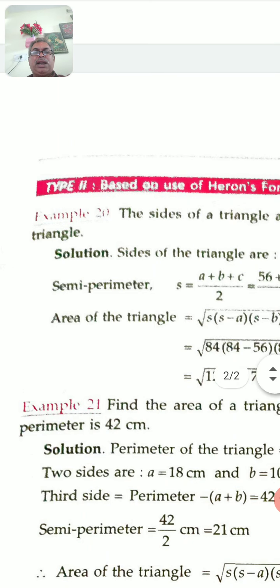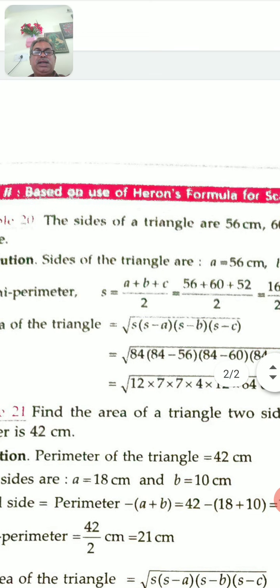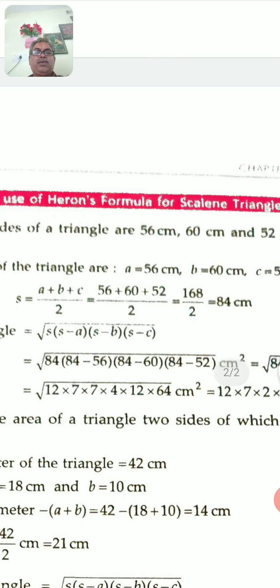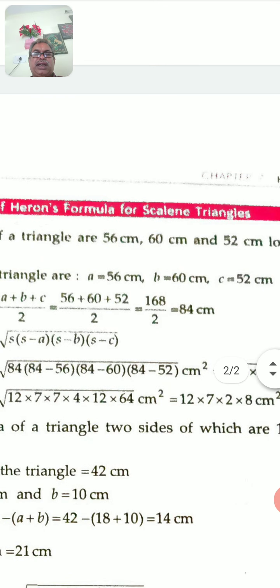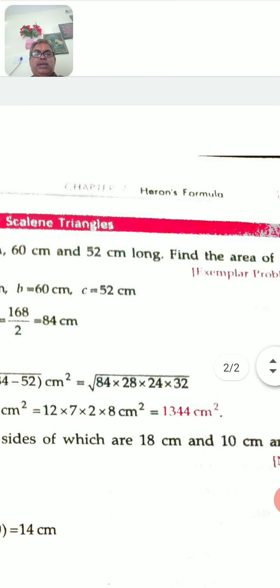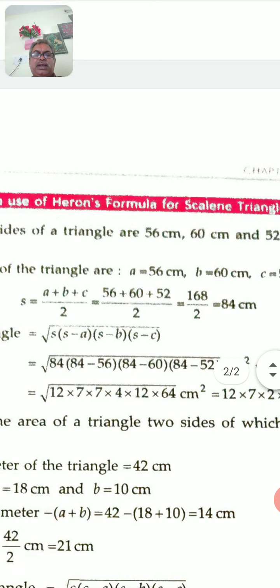So the area of the triangle as per Heron's formula is equal to under root s into s minus a into s minus b into s minus c. So 84 into 84 minus the first side, 56, 84 minus 60 the second side, 84 minus 52 the third side, centimeter square. So if we go for calculation, 84 into 28 into 24 into 32, by subtracting these values.